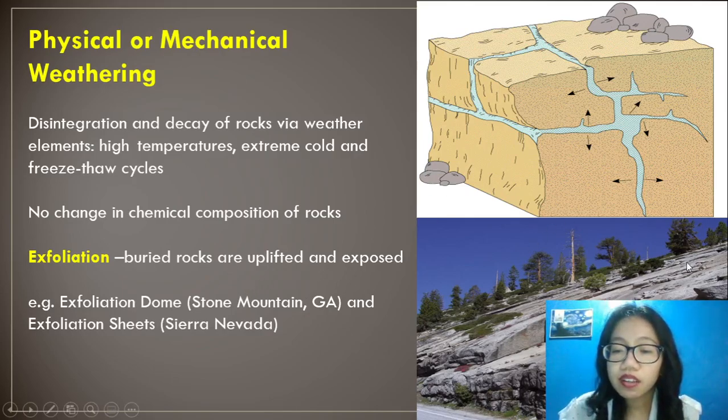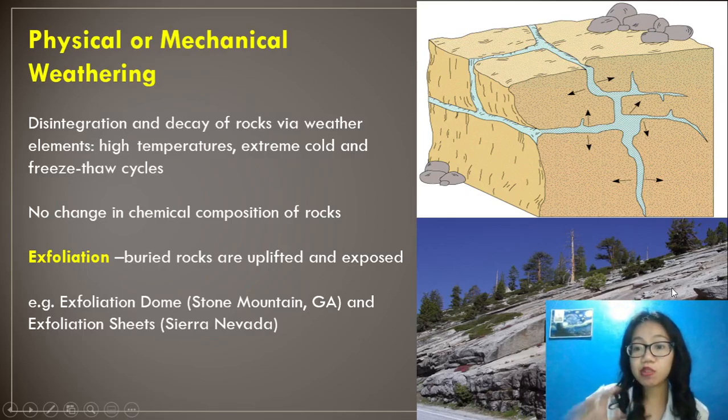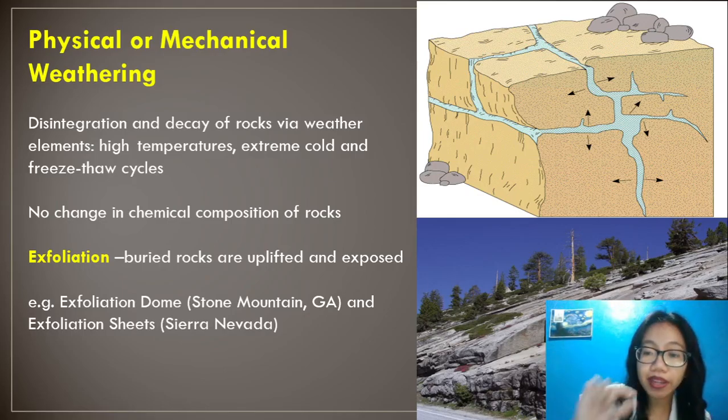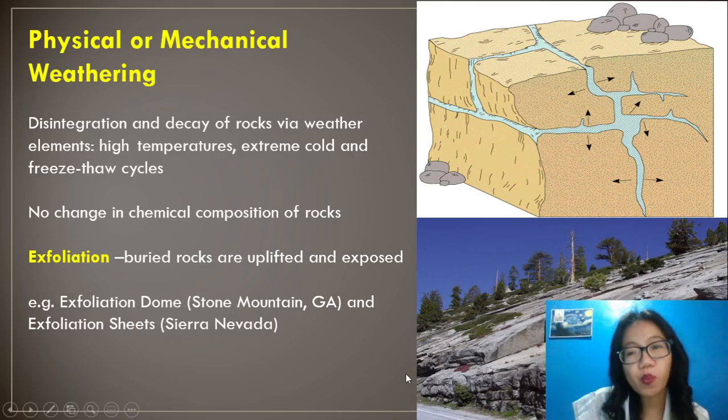Okay, so here in this picture, you will see the exfoliation sheets of Sierra Nevada. So you will see that there are sloping slabs of rock, but it looks like layer by layer, these rocks are actually weathering away, breaking from the rock itself. So what's causing that? Like in our previous example, water is responsible for this weathering scenario.